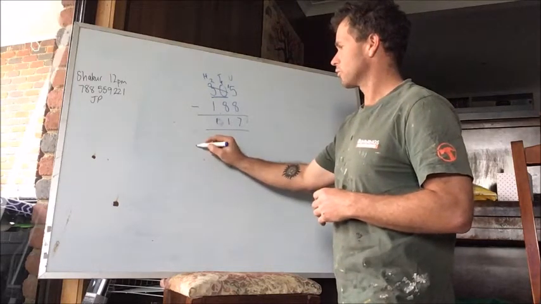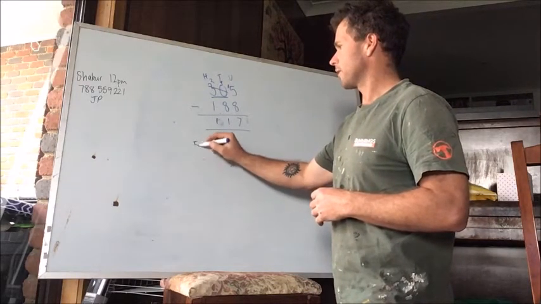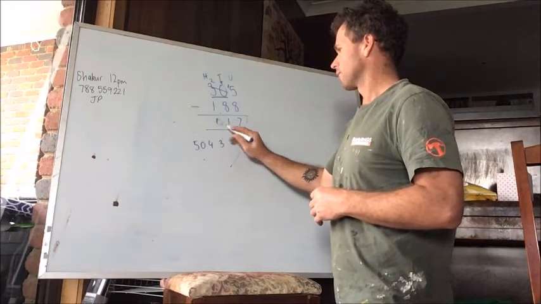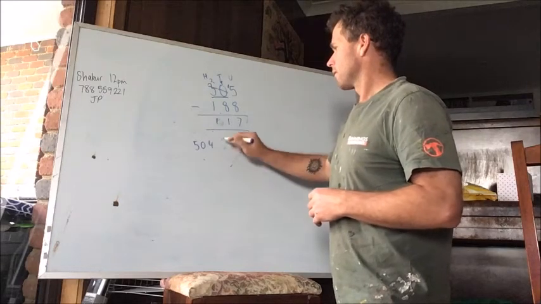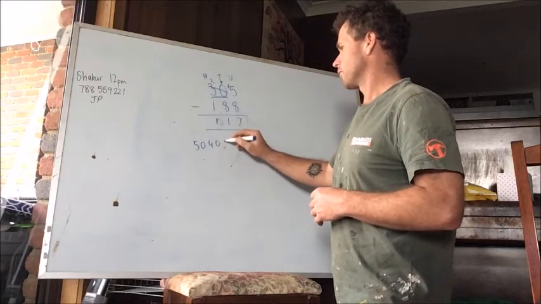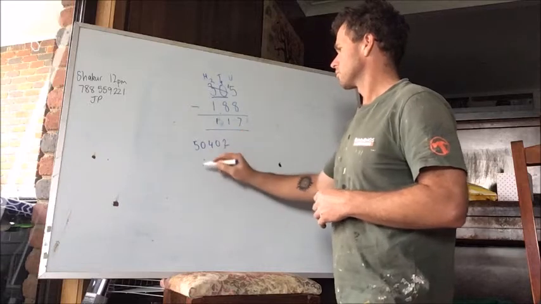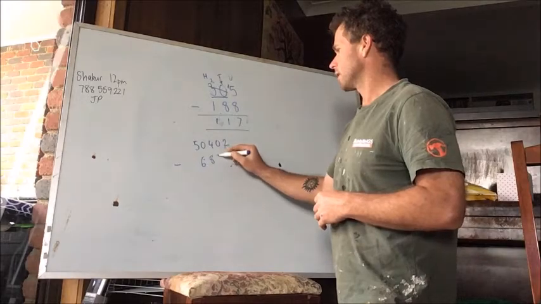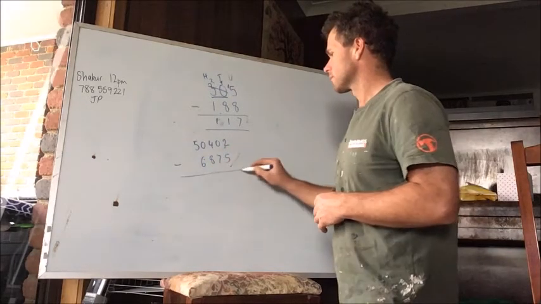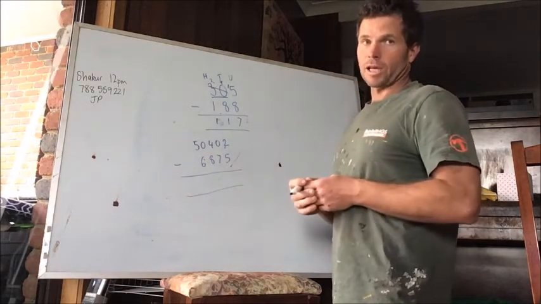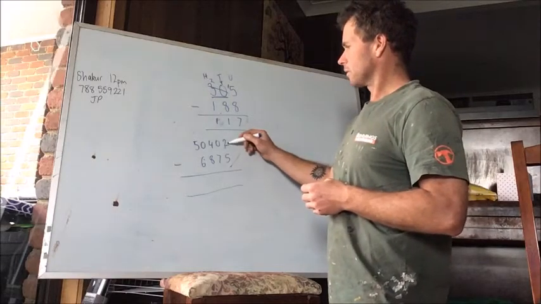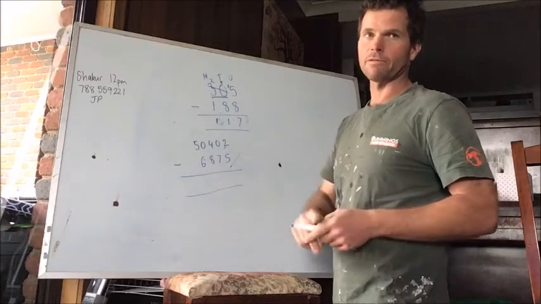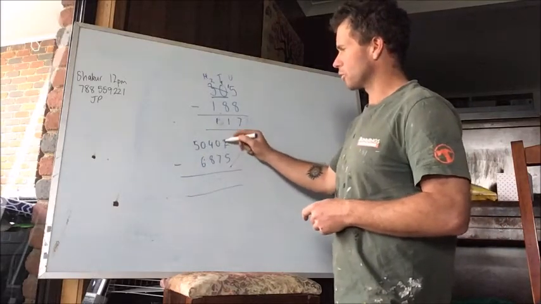So for example, if we go to say, 50,402. Okay, we're going to take away 6,875. Follows the same process. Okay, so I've got 2. I need to take 5 away. Once again, I've got 2. Cannot chop 5 off. So I need to go next door.